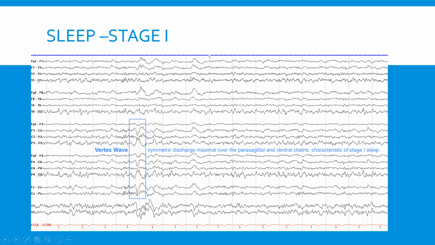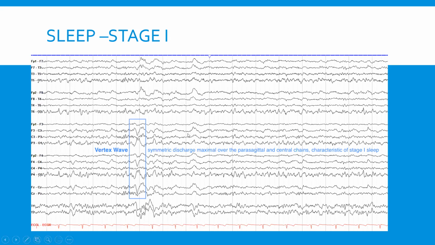So if you see this slow stuff during wakefulness, that means the brain is abnormal. That means the activity is too slow. But if you see this during sleep, this is completely normal. So that's why the first thing you do when you sit down to look at the EEG is ask what state it is. Although at bedside it's very straightforward.